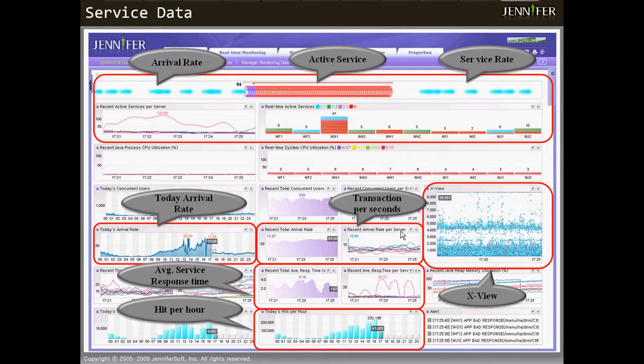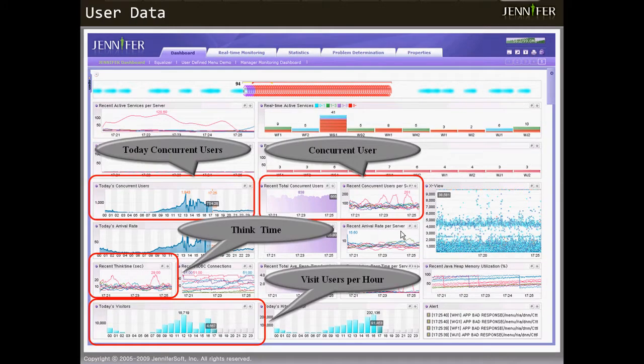Service response time of all services transaction can be monitored individually using XView. Jennifer can also show information about the application users who requested services through Jennifer dashboard. Jennifer can show information such as visitor per hour and today's concurrent users. This information can be used along with service data for performance problem diagnosis, as well as capacity planning for future system expansion.